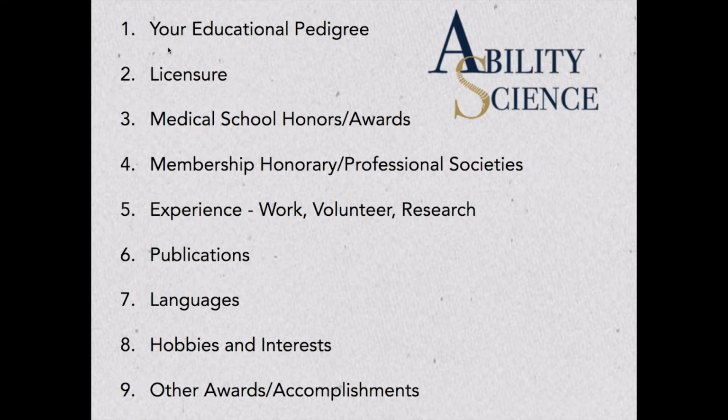So number 1 is your educational pedigree. Straight up, where did you go to school: undergrad, grad, and your medical school. Number 2 is licensure. Now, if you weren't a physician licensed in a different country, this is not really going to apply to you. However, medical students, you do have to put in ACLS, your BLS, and your PALS.